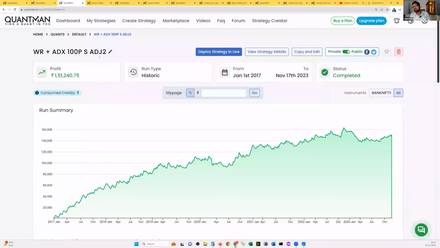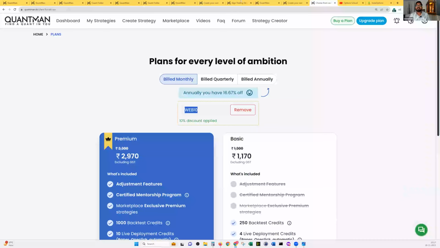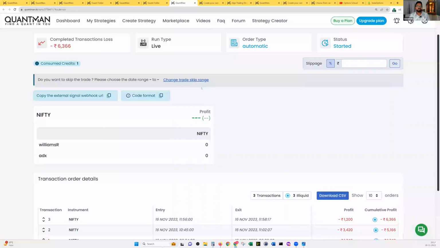Slippage will be 0.5%. To be honest, in whatever I have done till now, I have zero slippage. I have zero slippage on whatever entries I have taken in recent times.